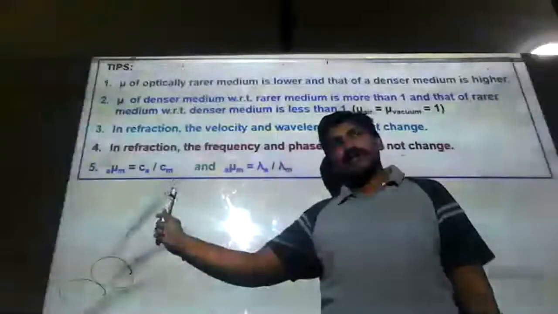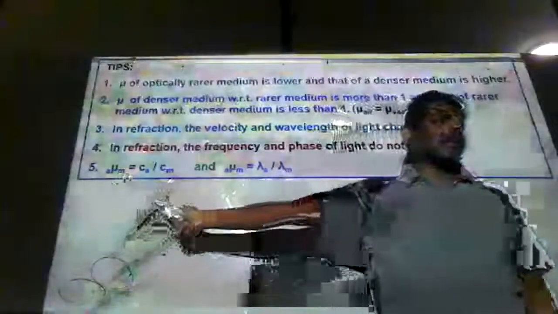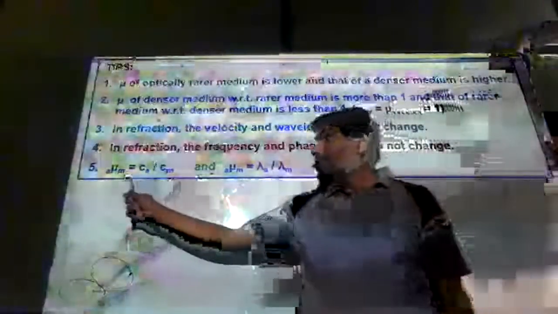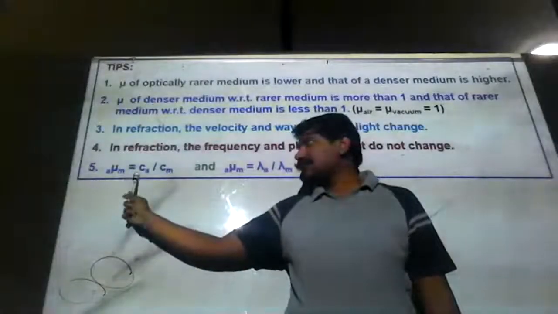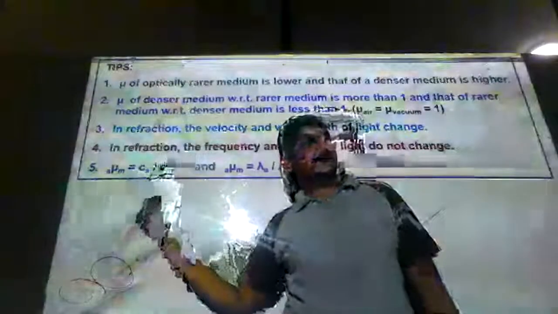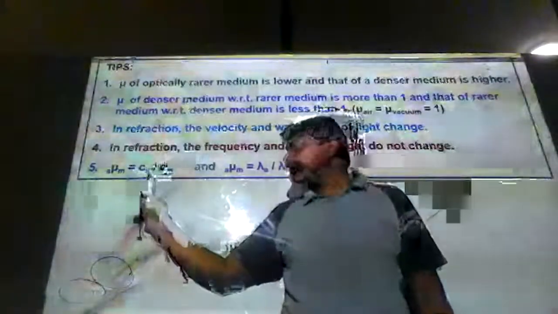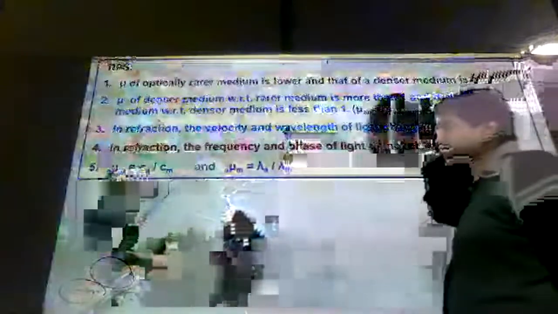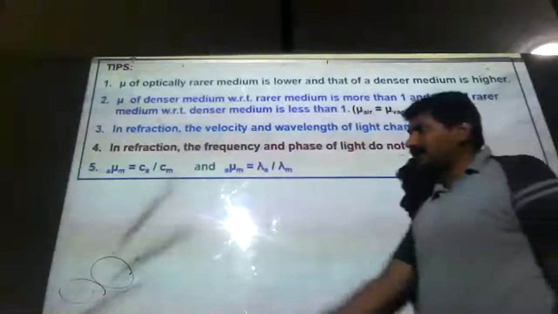In a medium, it gives the refractive index definition. They will ask you the definition. When light passes, the ratio of the velocity of light in air to the velocity of light in a medium gives the absolute refractive index. Please note down this point. Refractive index definition: it is the ratio of the velocity of light in air to the velocity of light in a medium.